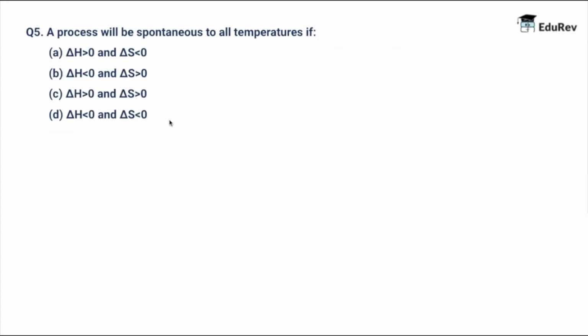The last question states that a process will be spontaneous at all temperatures if. So we need to find out which of these options is the correct one. Now I know that delta G is equal to delta H minus T delta S, correct? Yes. Now for a reaction to be spontaneous at all temperatures, I know that delta G is negative, correct? And if it's non-spontaneous, then it has to be positive. But in this case, we want to find out the one which is spontaneous. So for spontaneous, I know that delta G has to be less than 0.